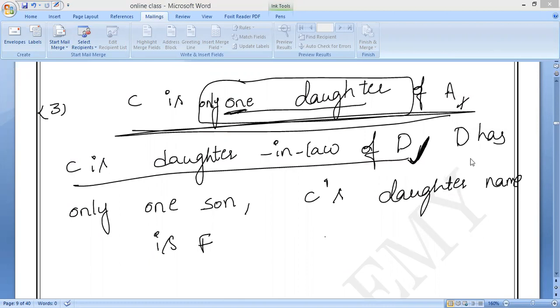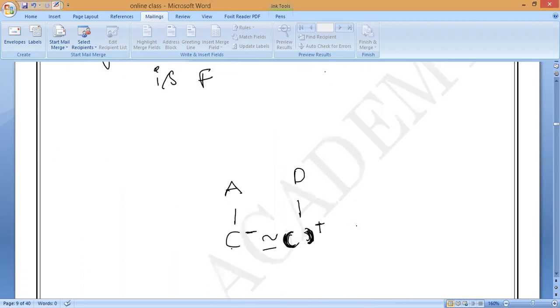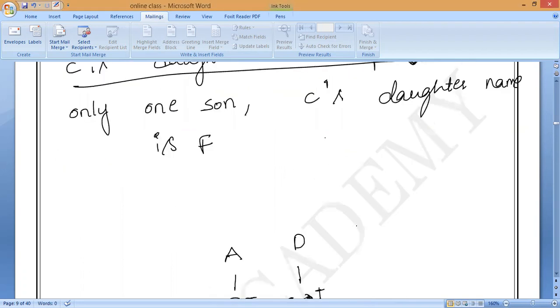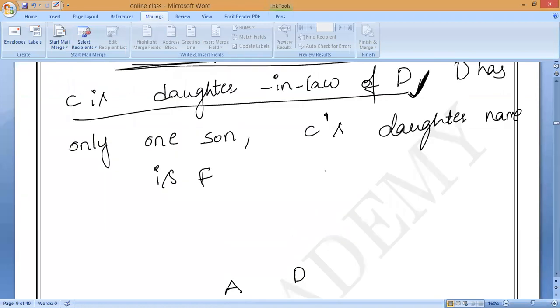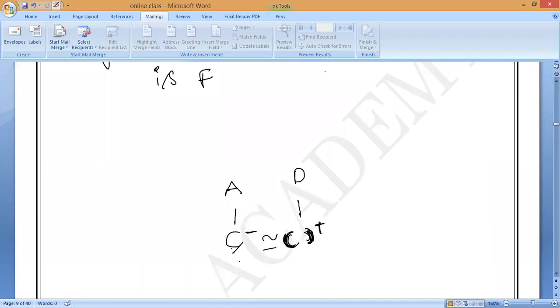D has only one son. Next step. D has only one son. Do you understand? That son is husband of C. Next. C's daughter name is F. She has one daughter, and that one name is F. What is the gender? Female.